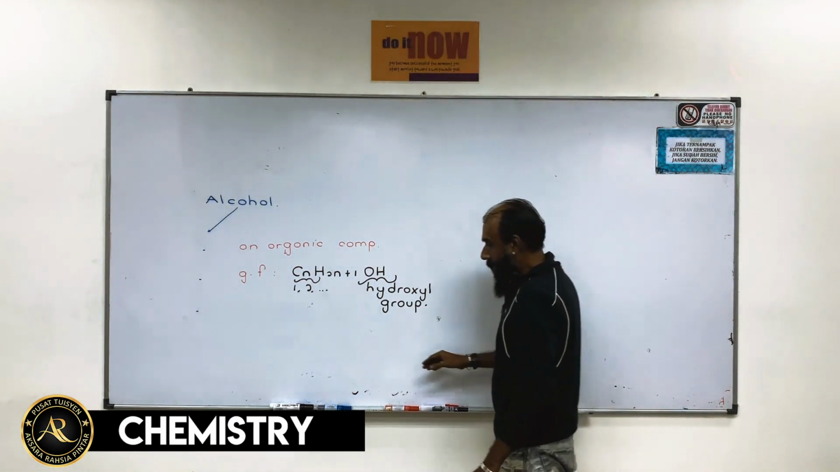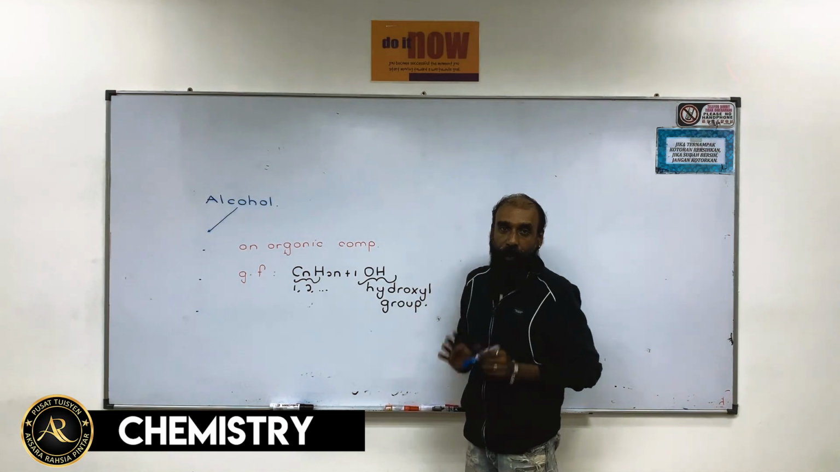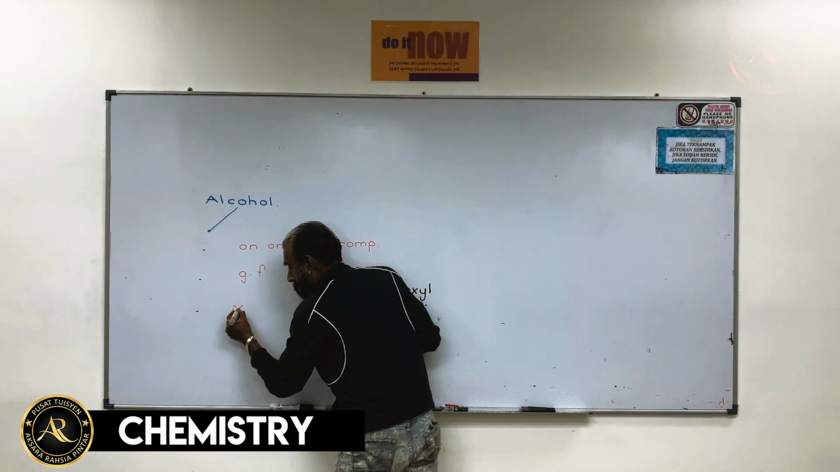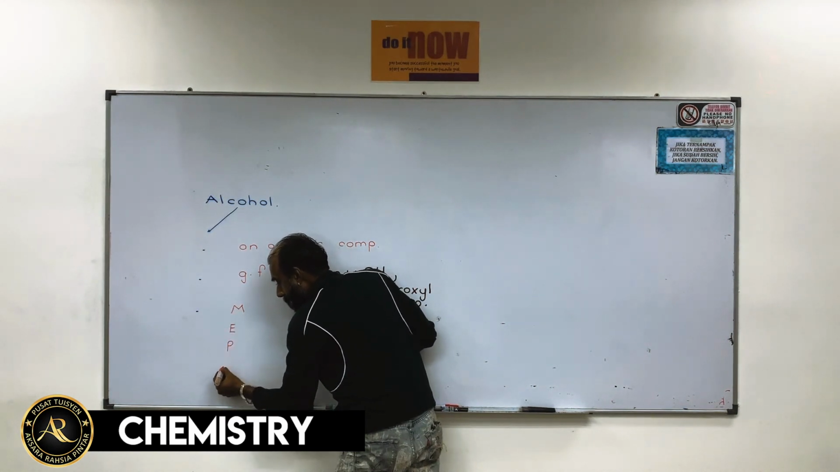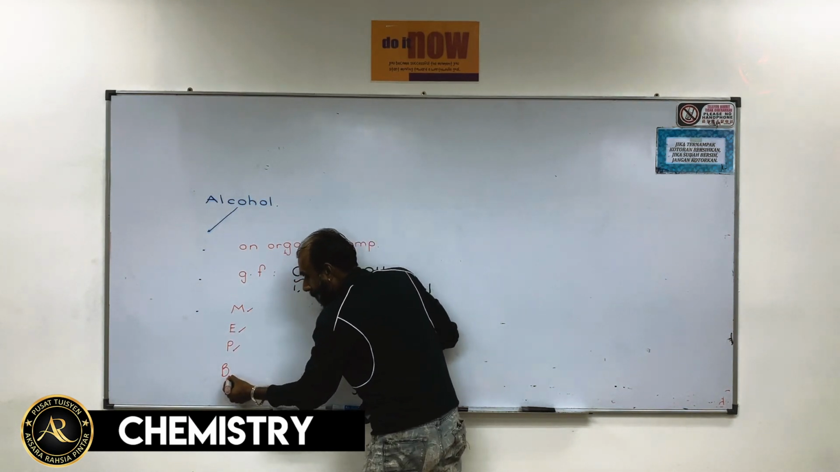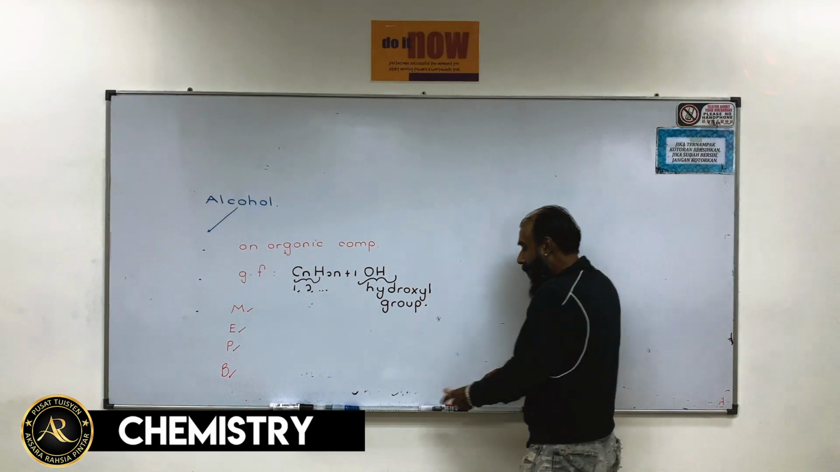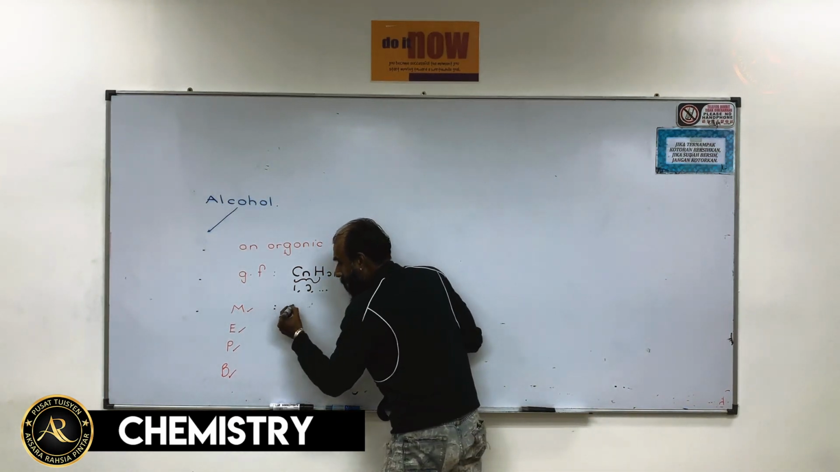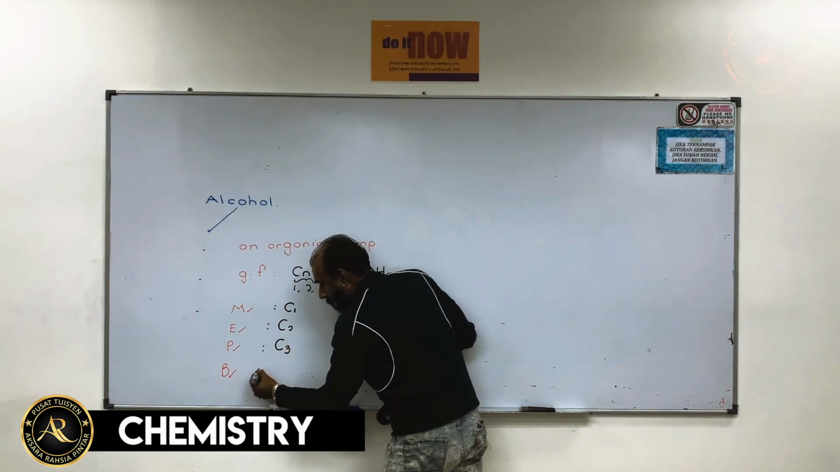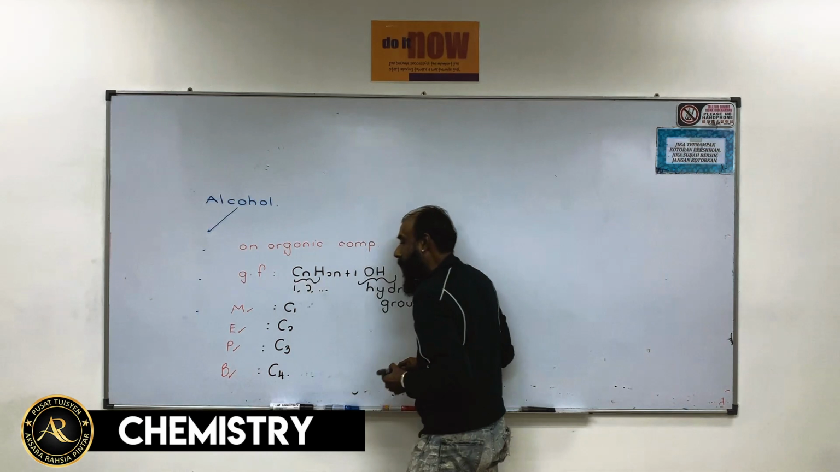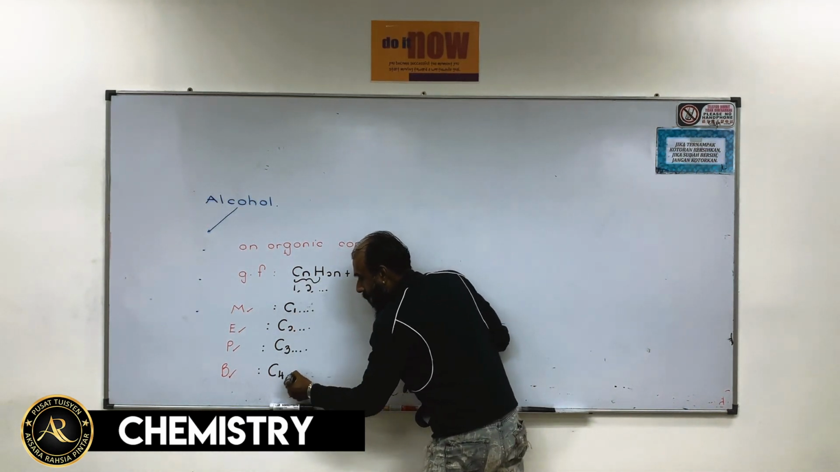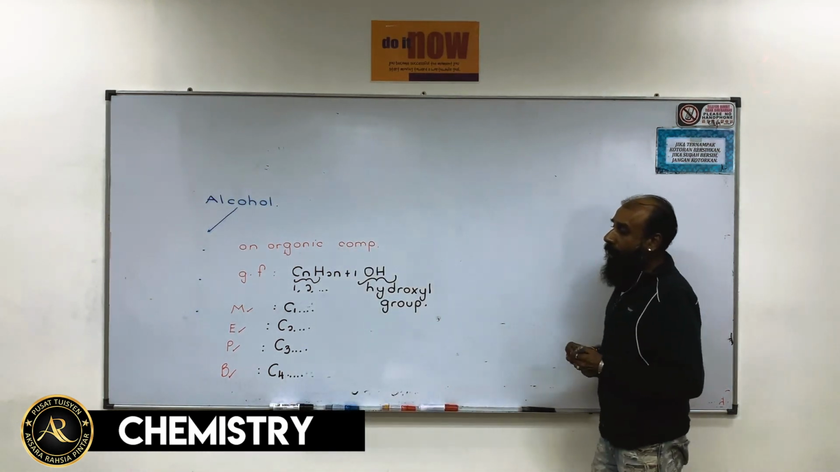The first four members of the alcohol group are called MEPB: methanol, ethanol, propanol, and butanol. How do we remember that in short? Methanol, 1 carbon; ethanol, 2 carbon; propanol, 3; and butanol is C4. When you apply the formula, you will get the molecular formula.